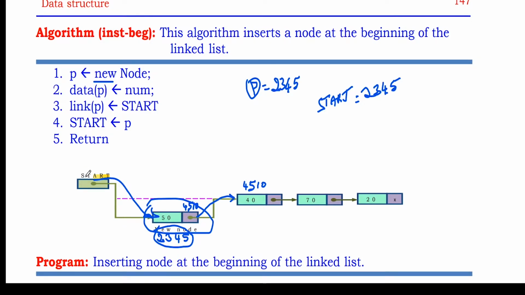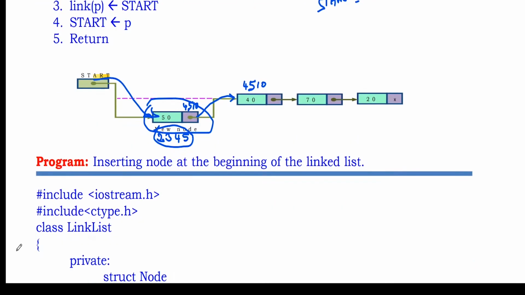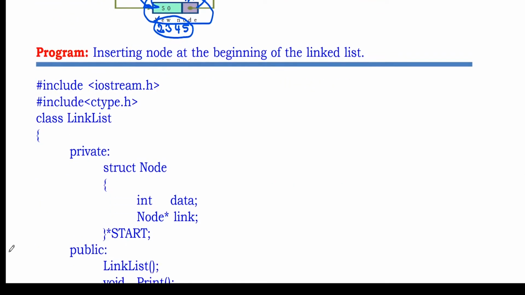So this was the list which we had. Now this becomes the first node. Actually the first node was 40. Now the first node becomes 50 after this. So this is how we insert at the beginning of the linked list. There is a program to illustrate this, inserting a node at the beginning of the linked list.